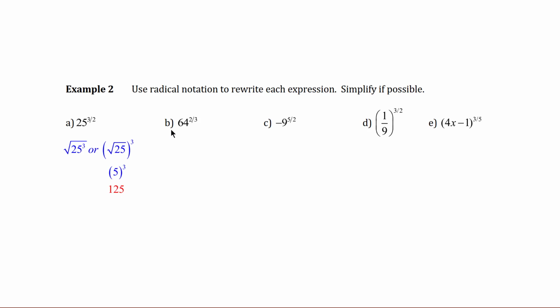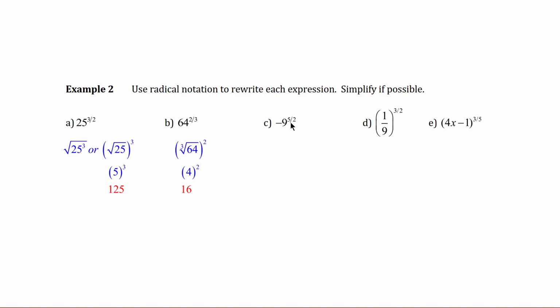For part B, we have 64 to the 2/3 power. We could rewrite this as parentheses, the cube root of 64 on the inside, and a square on the parentheses. The cube root of 64 is 4, and then we square the 4, which is 16. Moving on to part C, we have negative 9 raised to the 5/2 power.